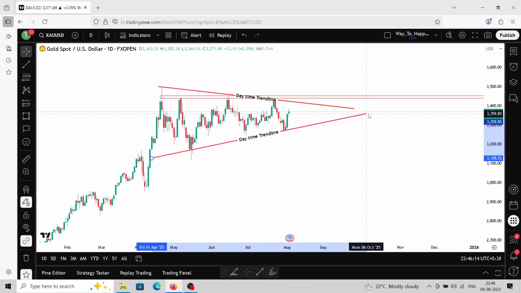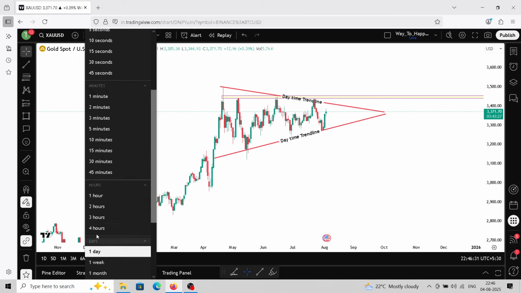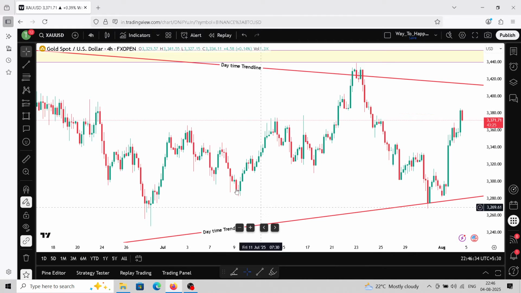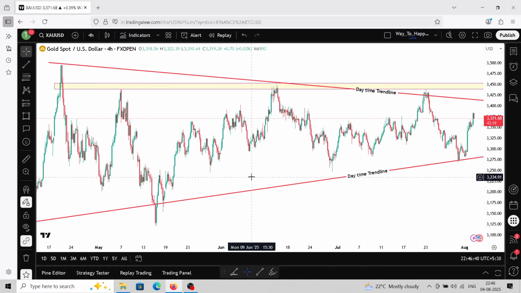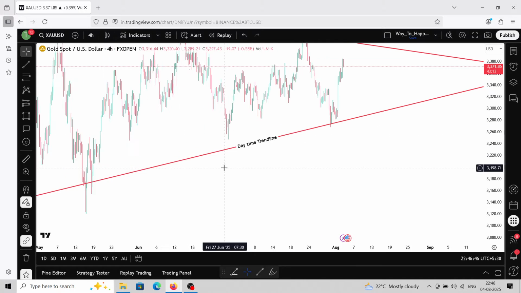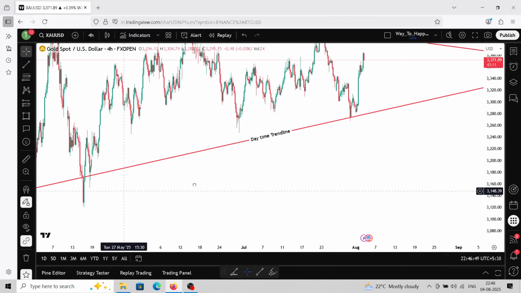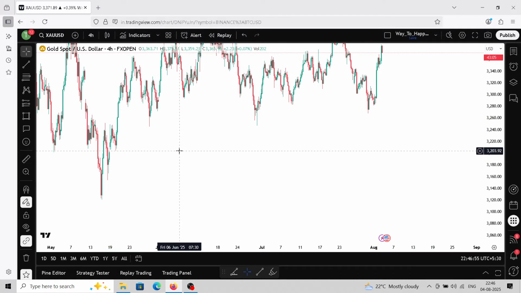Let's go to the lower time frame. Okay, let's put it like this. Now let's go to 4 hours. On 4 hours, what is it trying to say? On 4 hours, the trend line which was like this, is there any improvement for a trend line on the below side? One touch. Okay, not a good trend line. Let me delete this.